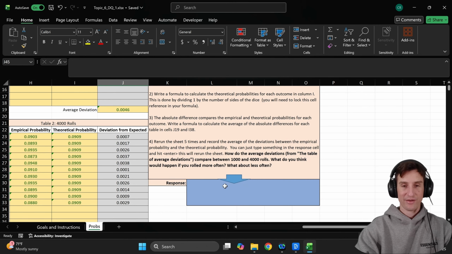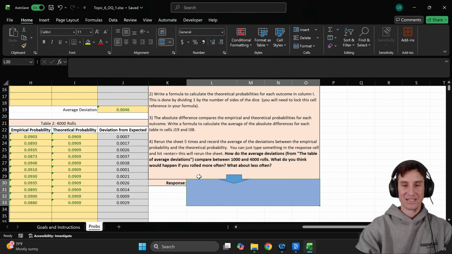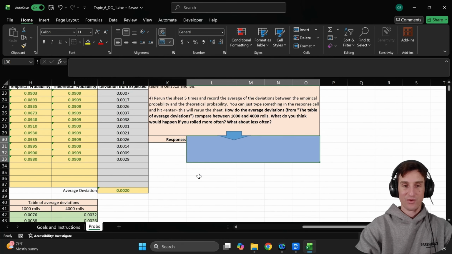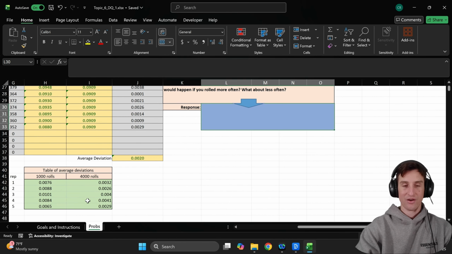Last and final part here in part 5, the interpretation. How do the average deviations from the table of average deviations, that's what we just filled out, compare between 1,000 and 4,000 rolls? What do you think would happen if you rolled more often? What about less often? I'm going to leave this for you to fill out, but essentially it's what we've been mentioning the whole time. Our deviation gets smaller as we roll more. If we roll less, our deviation gets larger.